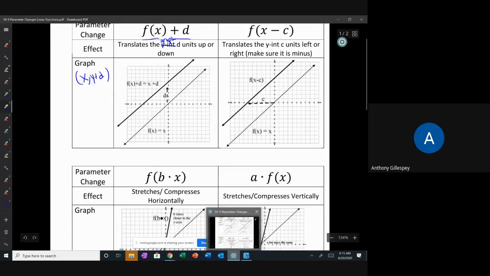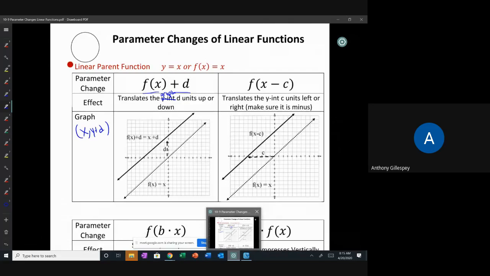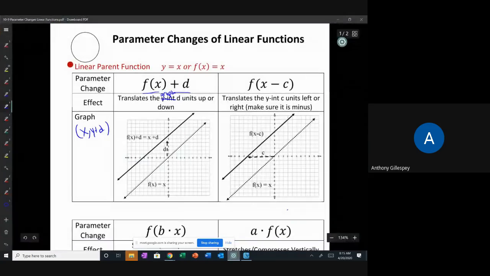All right. Questions so far? Before I move on, I want to make sure we understand that. Anyone? Okay, so if you see f of x plus d with the d outside the parentheses, it's just going to translate the graph up, right? So now let's look at the next one.